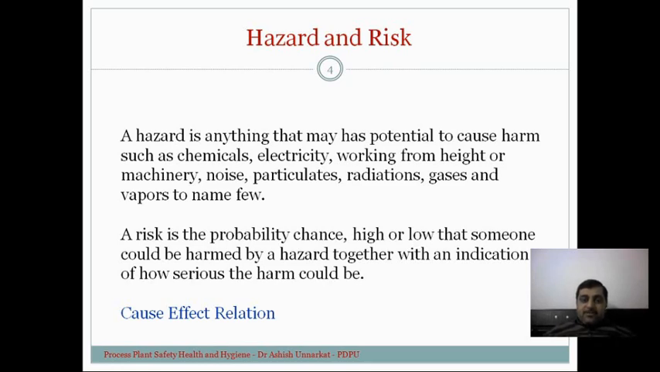And risk is the probability, the chances, of this hazard actually converting into hurting a person, property or an equipment. So we say that there is a cause and effect relation between hazard and risk. Hazard is a cause, and whatever effect it is going to have, that is what we call risk.